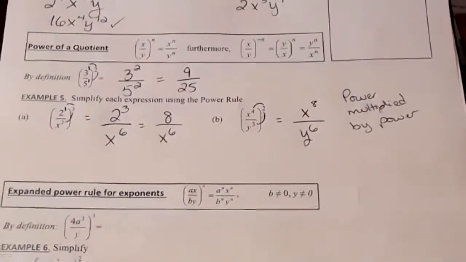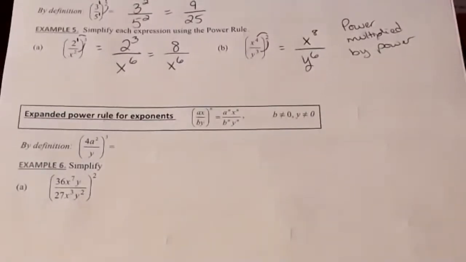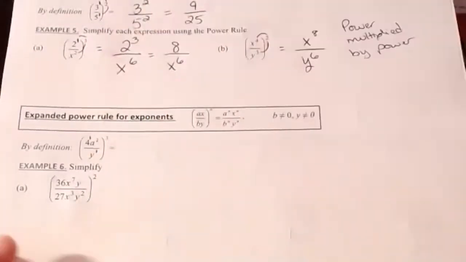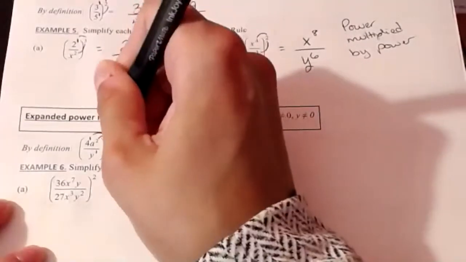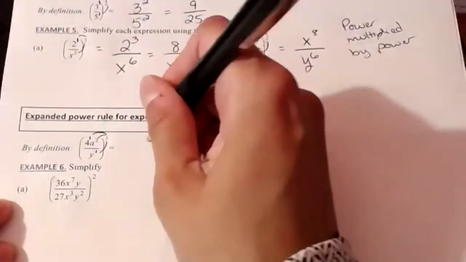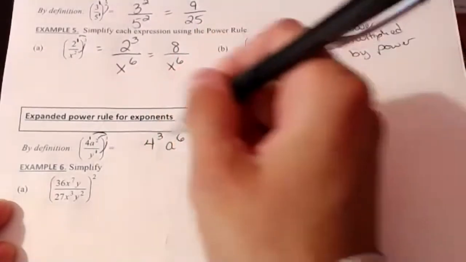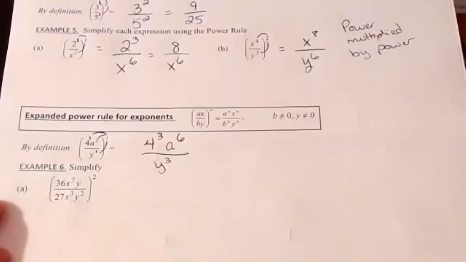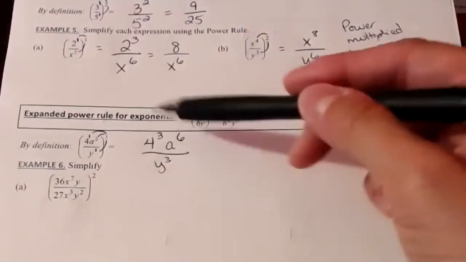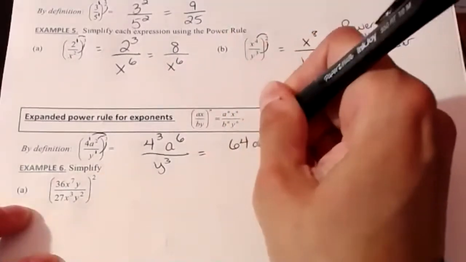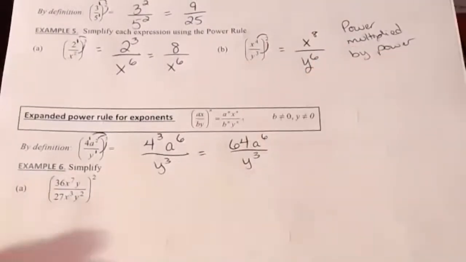Expanded power rule. It doesn't matter how many bases you have in the set of parentheses, you're still going to do the exact same thing. So let me show you. So here we have 4 to the first, a to the second over y to the first. This is all being raised to the third power. So remember, you're just going to distribute power times power. This becomes 4 to the third, a to the sixth, all over y to the third. We're obviously going to simplify 4 to the third. So 4 times 4 times 4. That's going to be 64, a to the sixth over y to the third, and you're done.